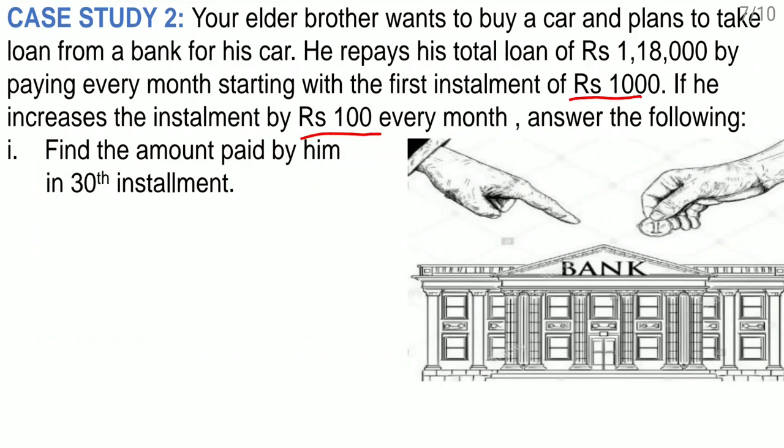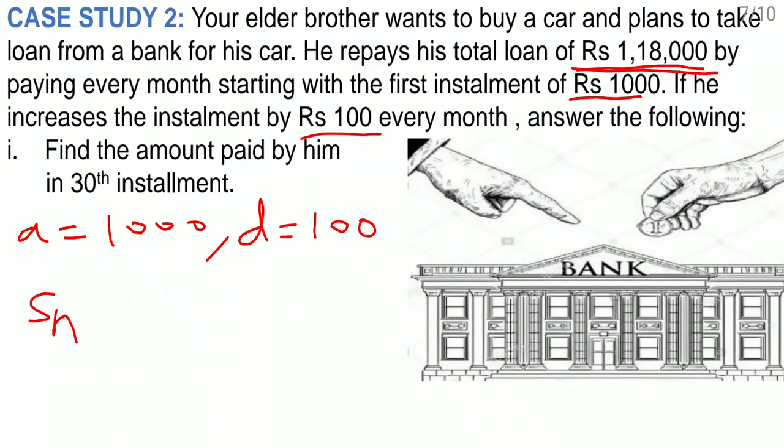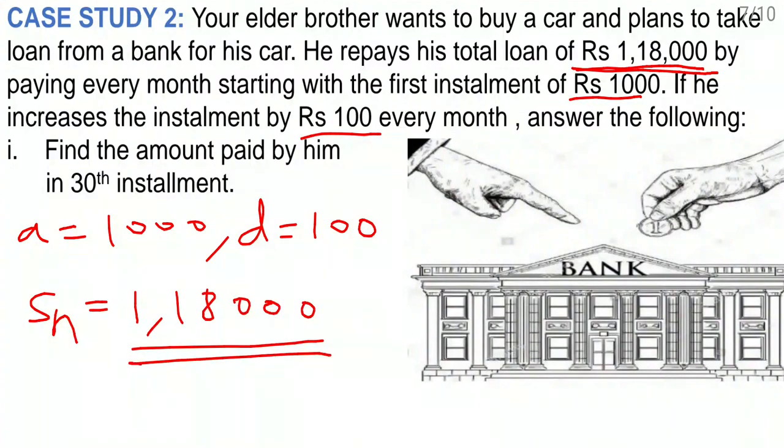Okay, so let me write down first. The first installment is 1,000 here and common difference is 100, because every month he is increasing by rupees 100. And one more thing, this one is the total amount. That means sum of n terms, or sum of all the terms, which is 1,18,000, the information provided to us. Correct? Now what they ask us: find the amount paid by him in 30th installment.